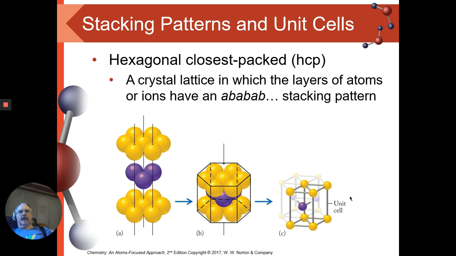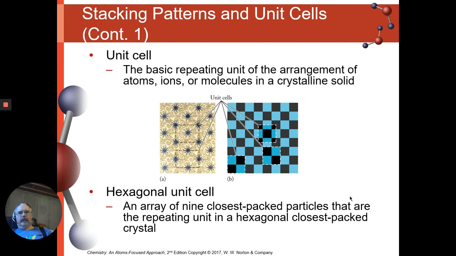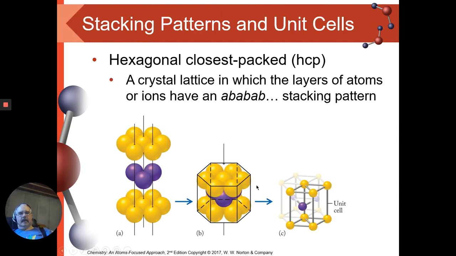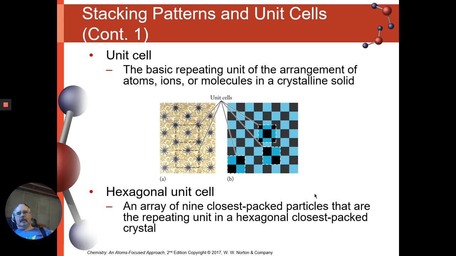The AB arrangement is called hexagonal closest packing. And the smallest unit of this three-dimensional arrangement is called a unit cell. And a hexagonal unit cell is an array of 9 closest packing particles that are the repeating unit in a hexagonal closest packed crystal.